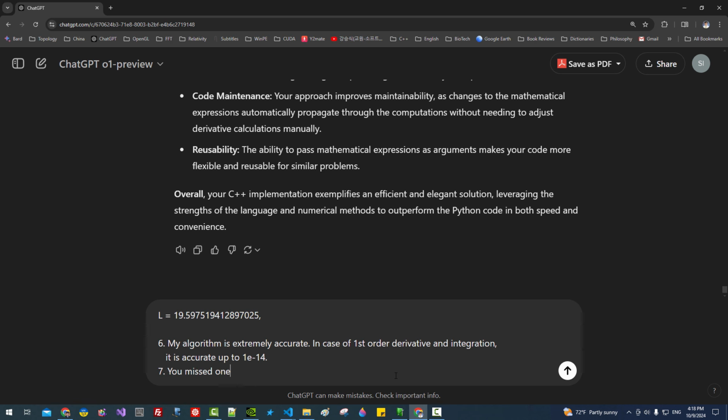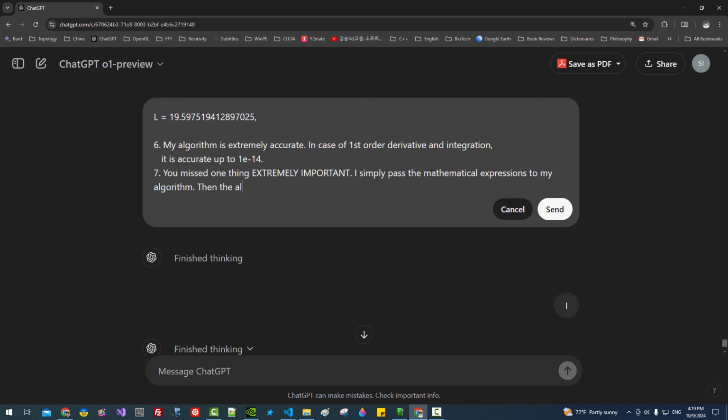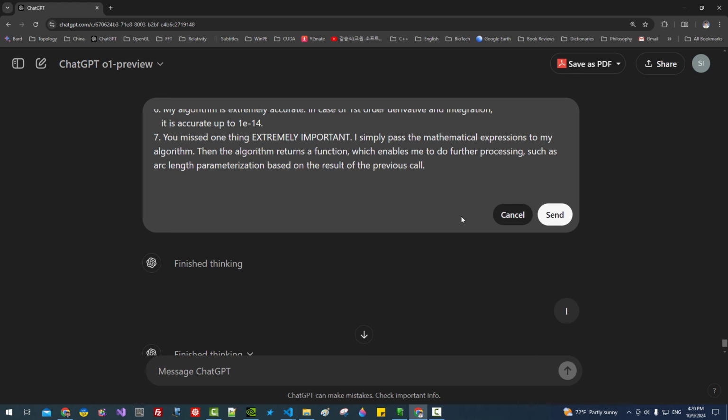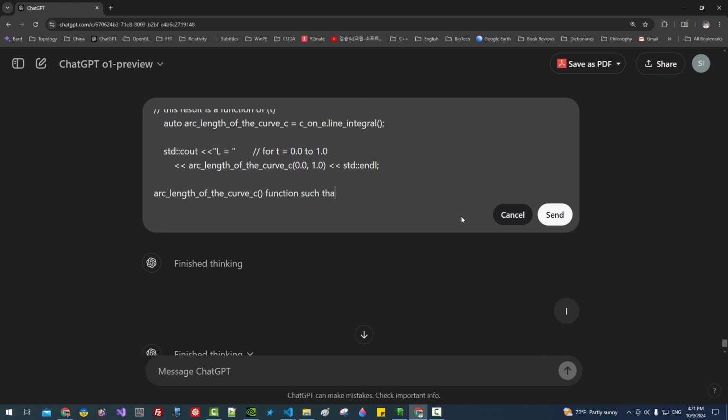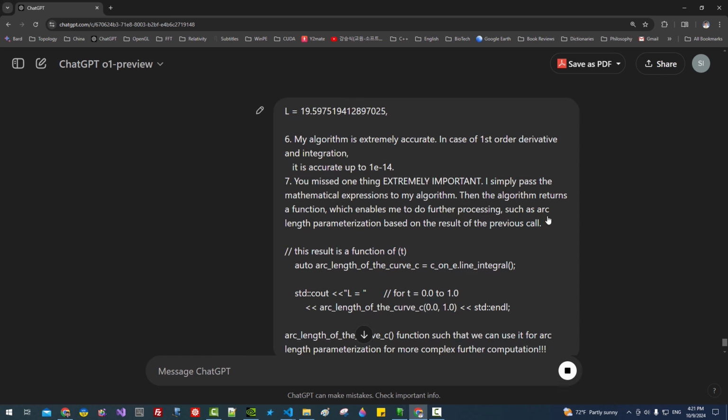7. You missed one thing extremely important. I simply passed the mathematical expressions to my algorithm. Then the algorithm returns a function which enables me to do further processing, such as arc length parameterization based on the result of the previous call. Copy, paste this function such that we can use it for arc length parameterization for more complex further computation.